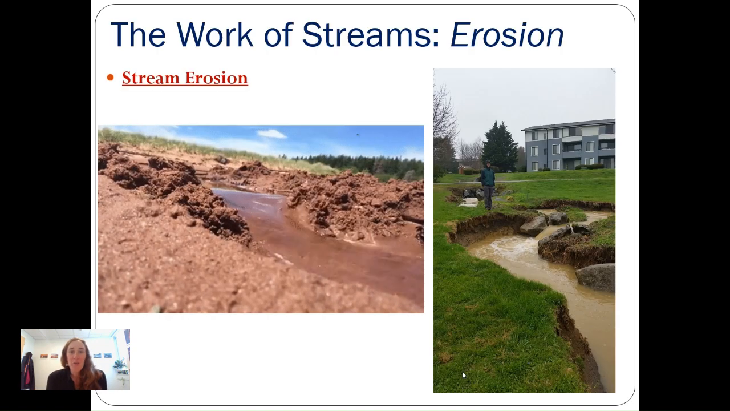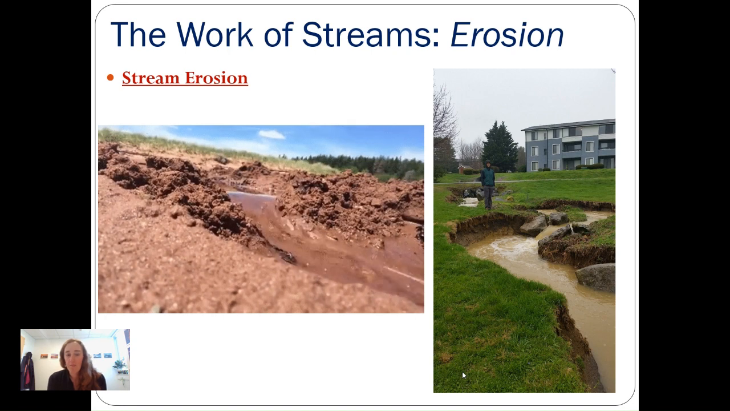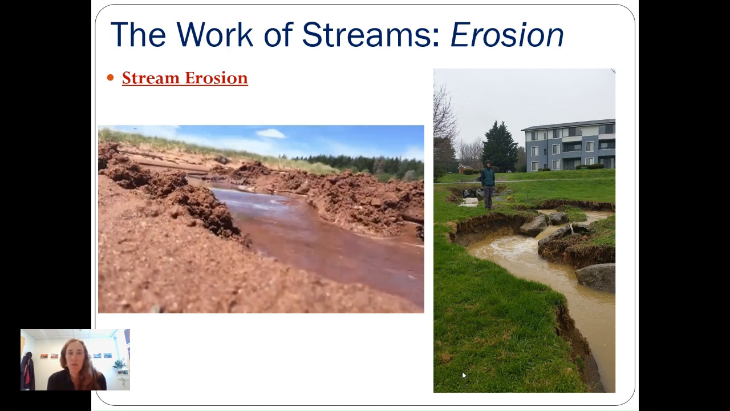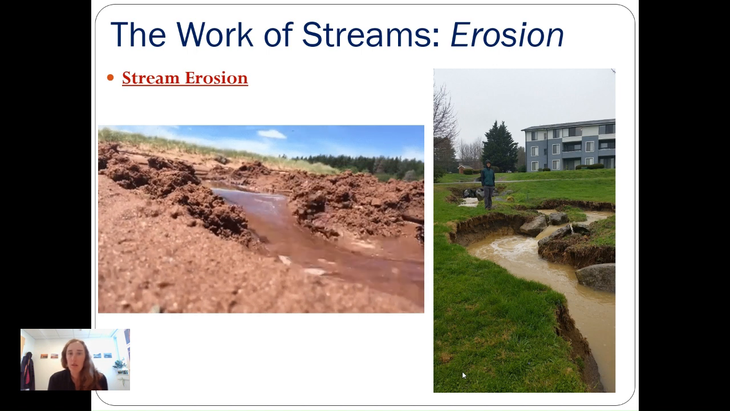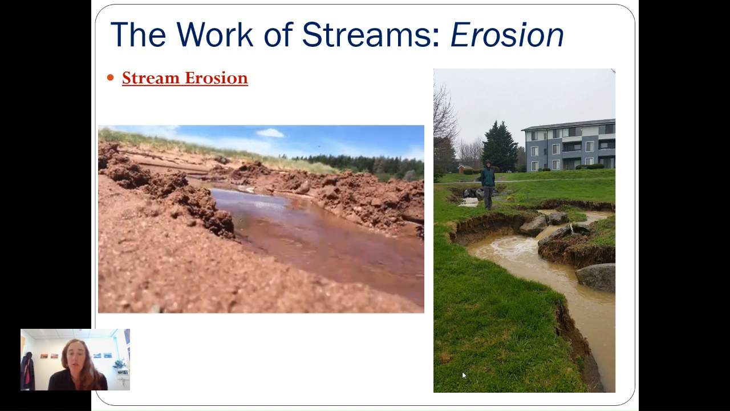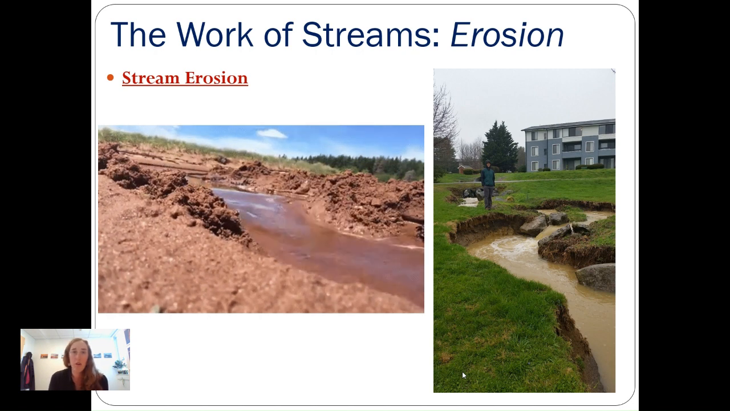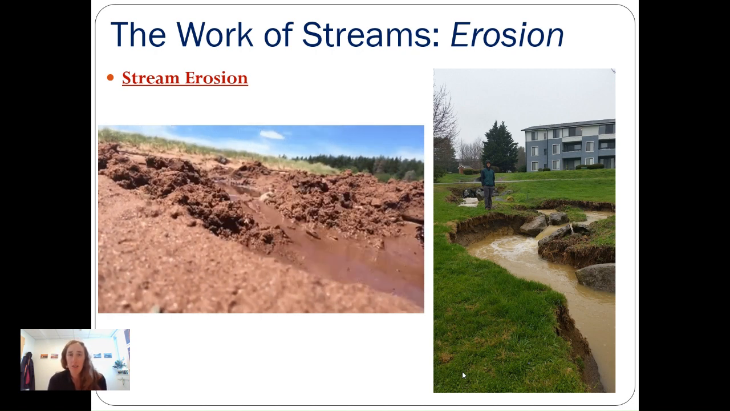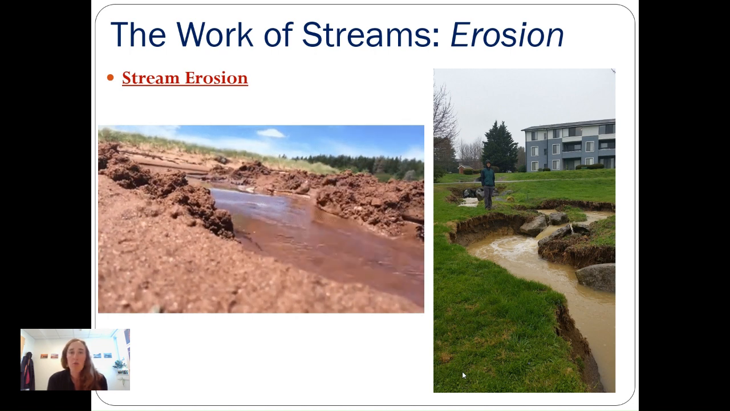So if we talk about the work of streams, we'll just talk about erosion and transport and then deposition. It's kind of our task for this little mini lecture. As you know, if you've ever seen water flowing in a stream or a river, if it's flowing fast enough, it can carve out stuff pretty easily and it can erode pretty easily. Water's heavy and it has a very high erosive potential. So it has a lot of potential to move material.